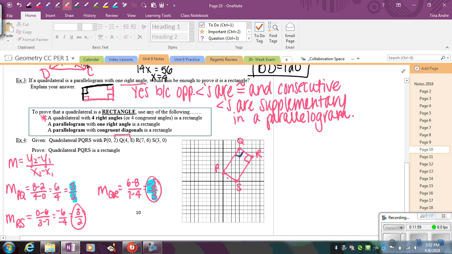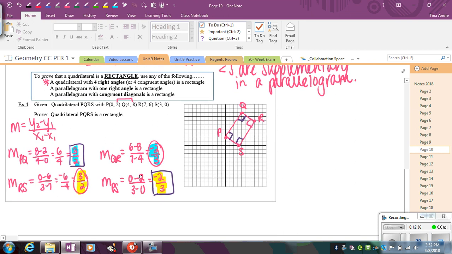And now the last side I have to find is PS. So the slope of PS is going to be 0 minus 2 over 3 minus 0, so negative 2 over 3, which again is good because this slope, PS, is perpendicular to RS, and it's also perpendicular to PQ because those are flipped and negated. So that means both of these are right angles. Therefore, this quadrilateral must be a rectangle.